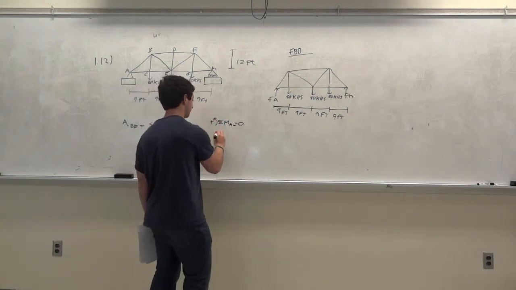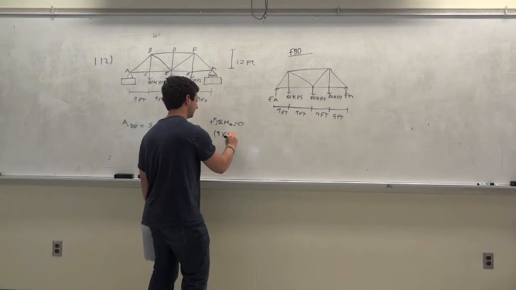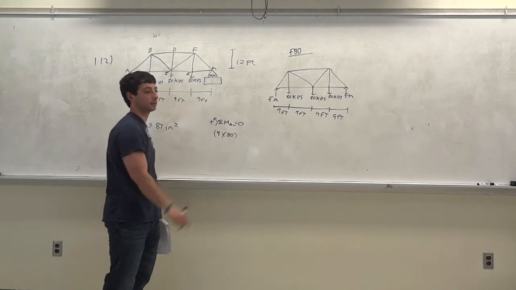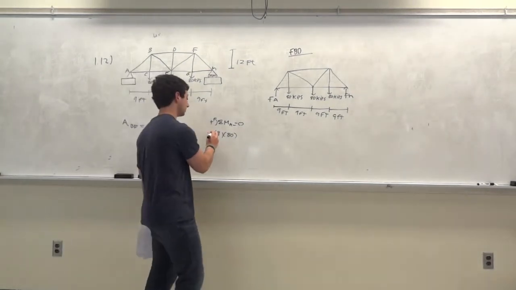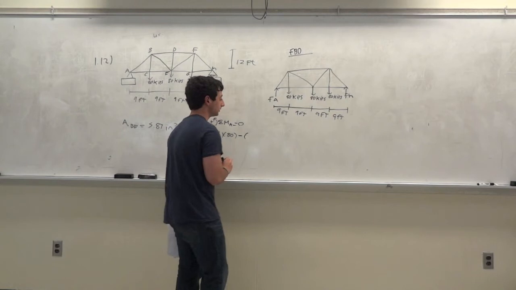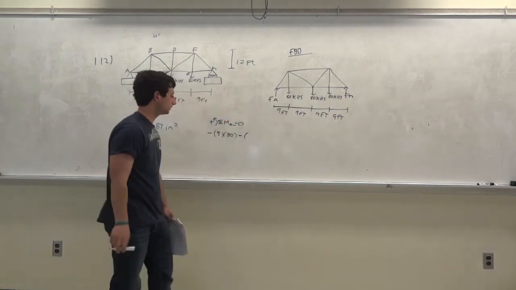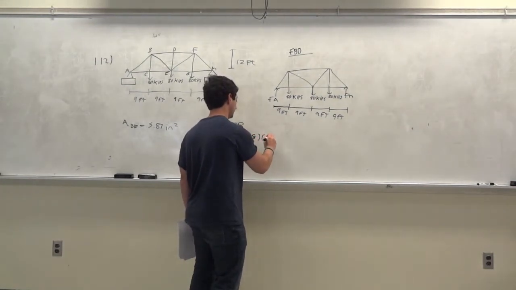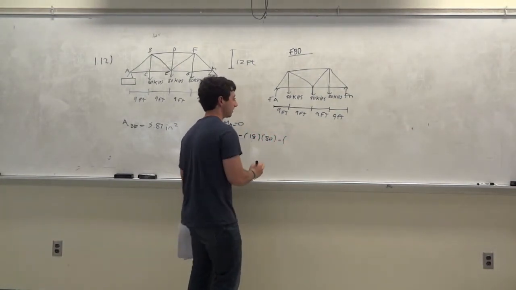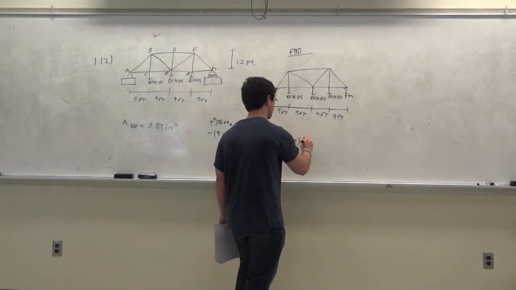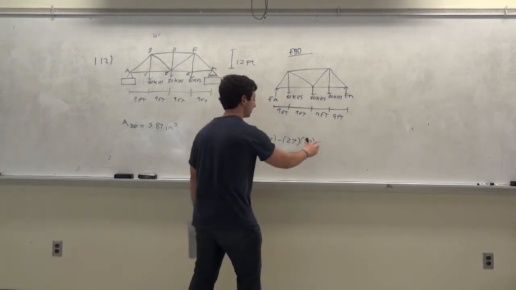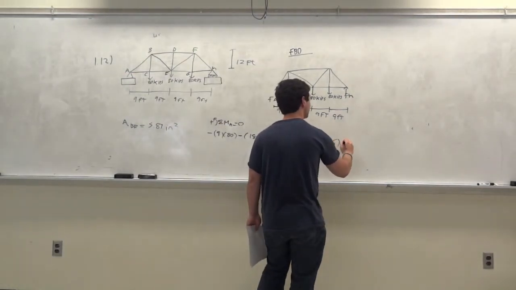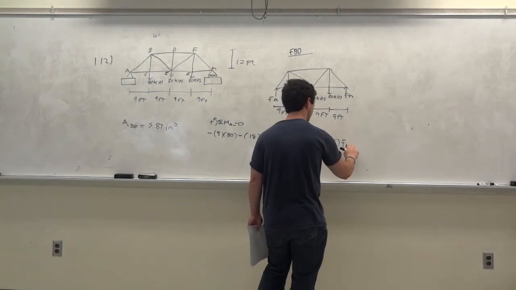Alright, so what do you have? You have 9 multiplied by 80. And is that positive or negative? I'm taking the moment to be counterclockwise as positive. So it's negative, yeah. So it's minus what? 18 times 80, yep. Minus 27 times 80, minus, well, plus 36 times FH.